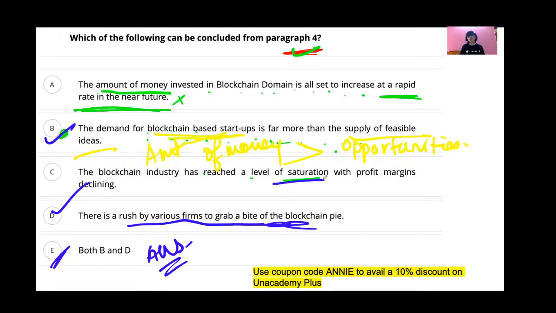Blockchain industry has reached a level of saturation with profit margins declining. No, profit margin declining is nowhere mentioned. Okay, so this is wrong. B and D is your correct answer.